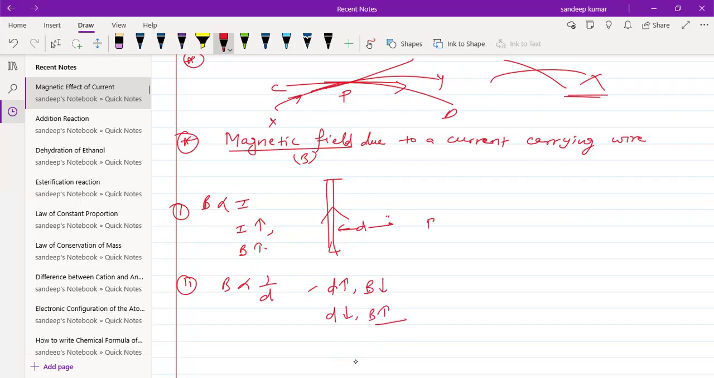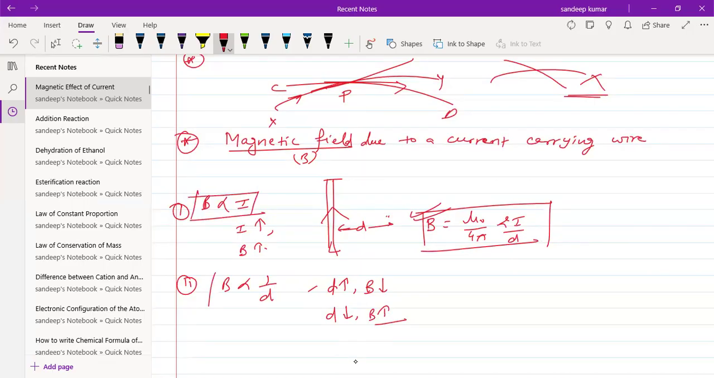Actually, there is an expression, children, that you can remember: B is equal to mu naught by 4 pi into 2I by D. That you learn in higher standard. So for your standard, you can just remember magnetic field depends upon two factors. One is the current, the other is the distance from the wire.